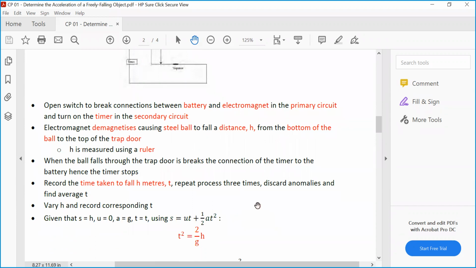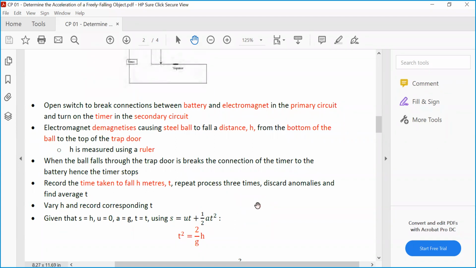Repeat the process 3 times. Discard anomalies and find the average t. We can do triplets of the experiment and take the time. Vary h and record the corresponding t. Then we can even change the height and record the time by triplet experiments. In science, we always do triplets or more for the same reading. That's a must to avoid anomalies and to get more precise, more accurate answers.